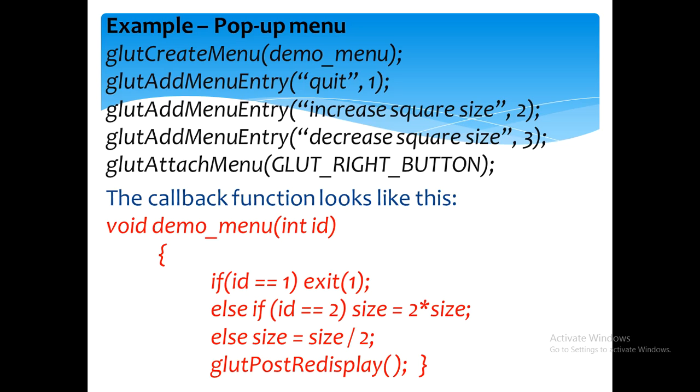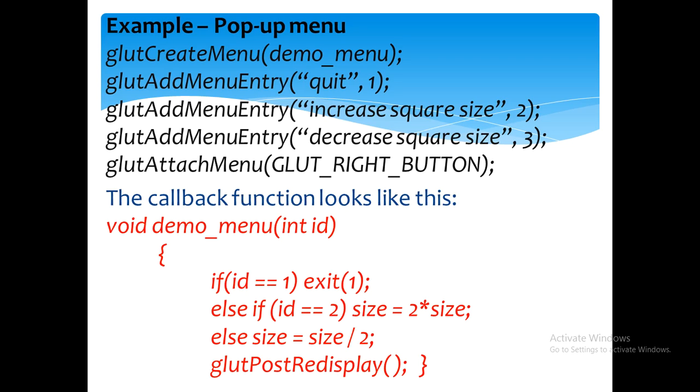Whatever strings in double quotes we have given, those names are for us, for the user. Then whatever I have given after the comma, 1, 2, 3, that is for my program. Means I have to use those IDs in my program, those are for our programs.